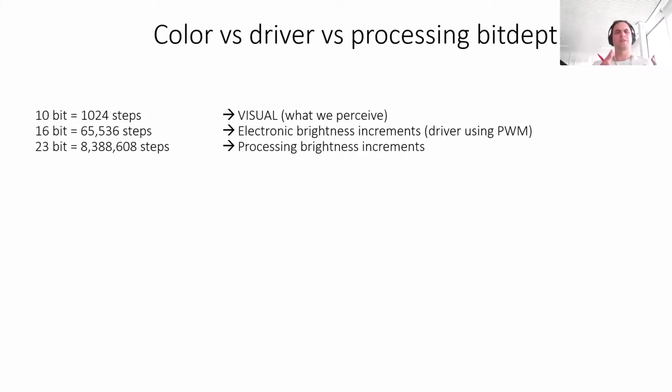So you could already ask, yeah, but if my source has only 1024 visual steps, why would I need 65,000? That's the question that I'm going to try to answer right now. And even then, we have the processing bits, which is then actually also referring to brightness increments, but these are not solved purely electronically, but in the processing.